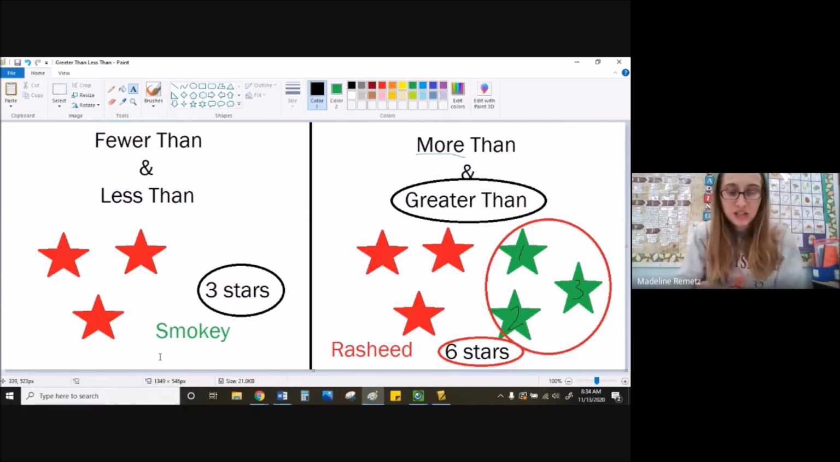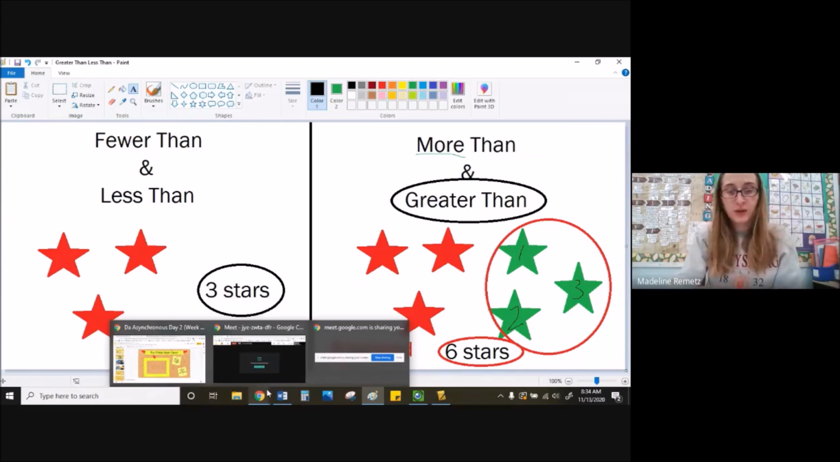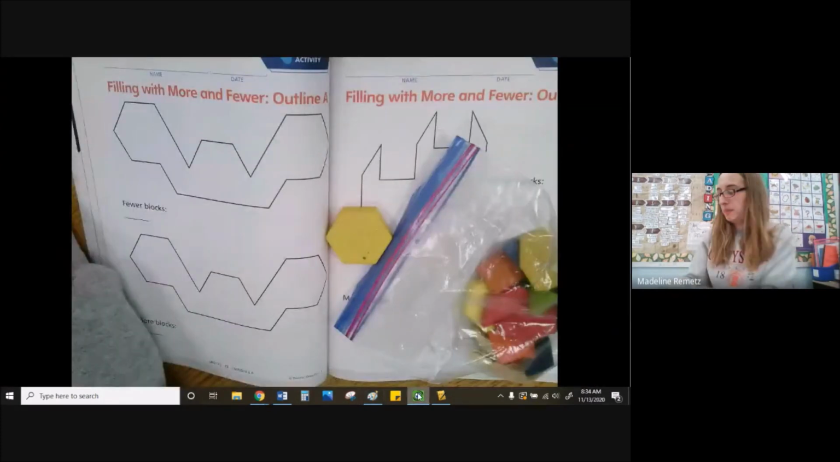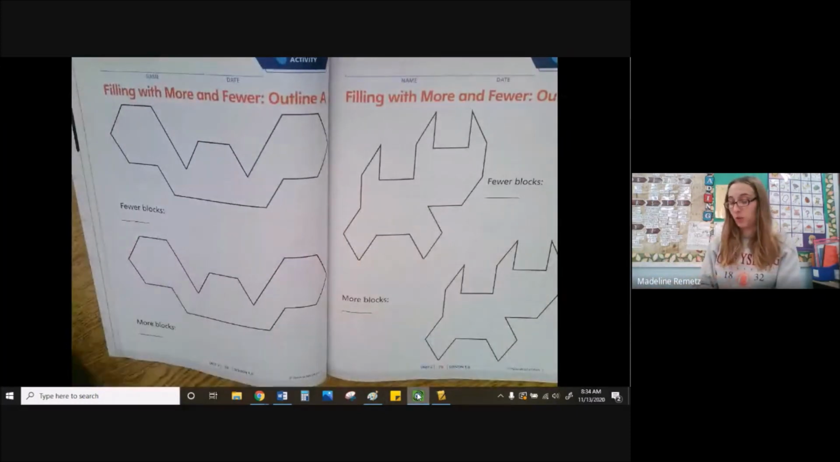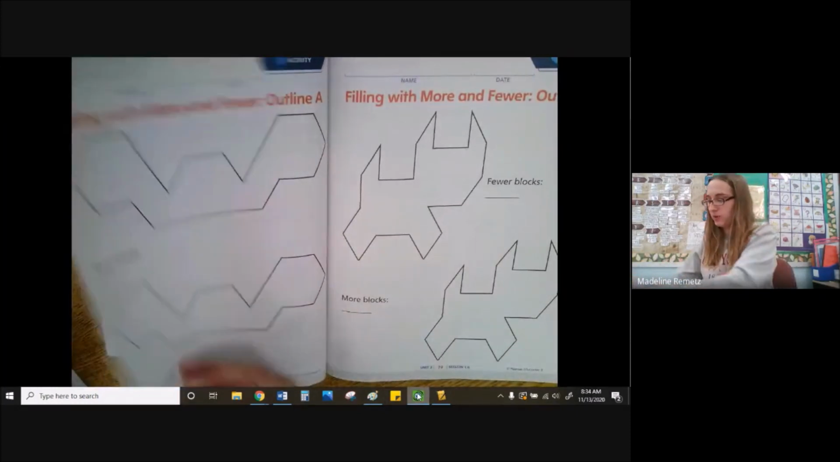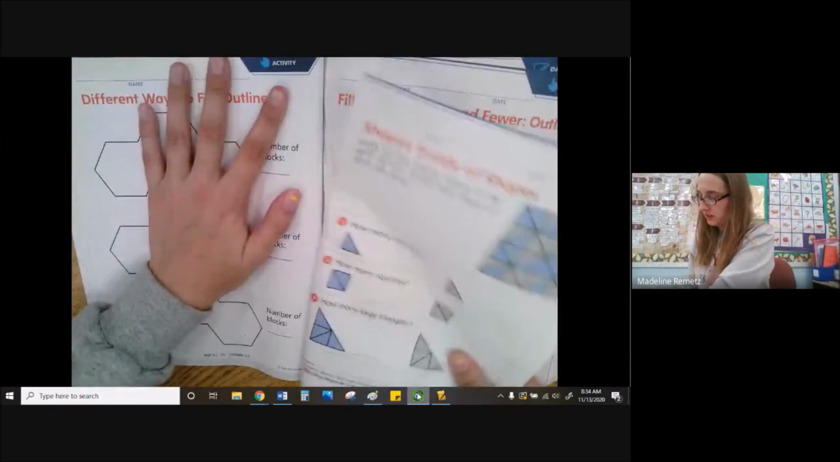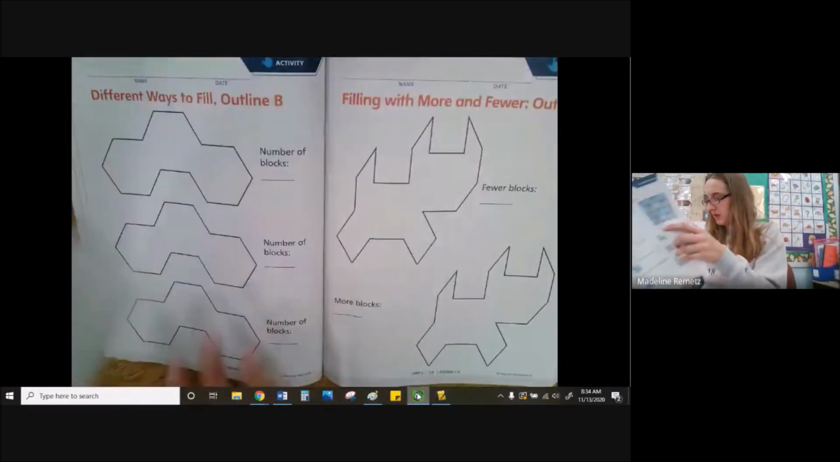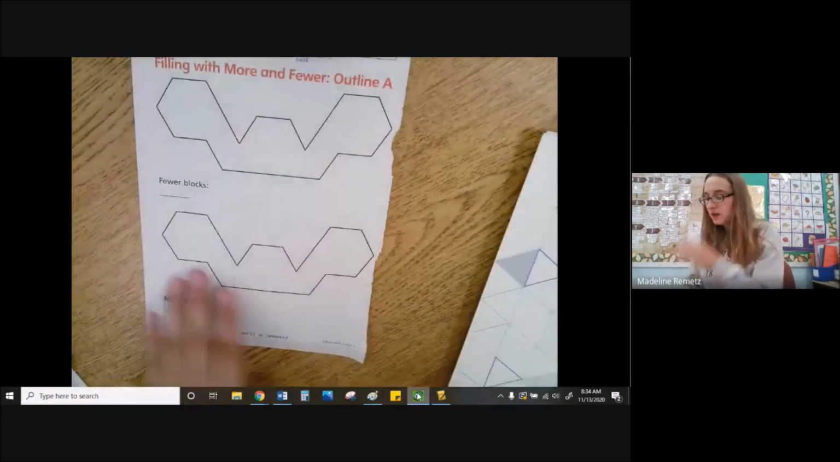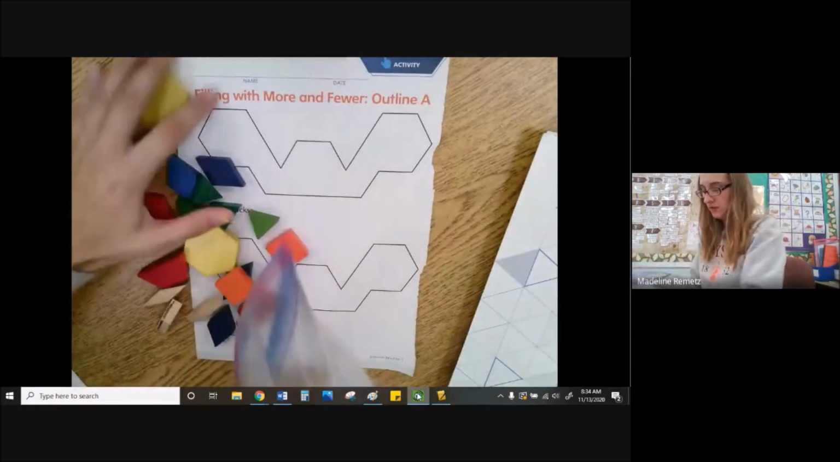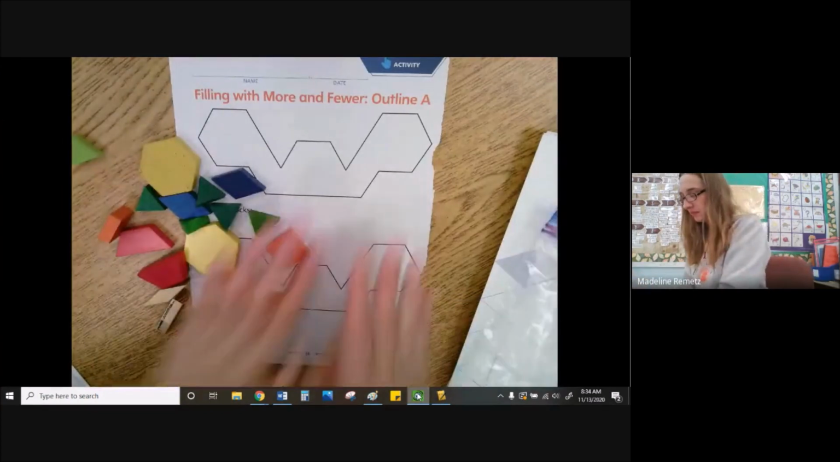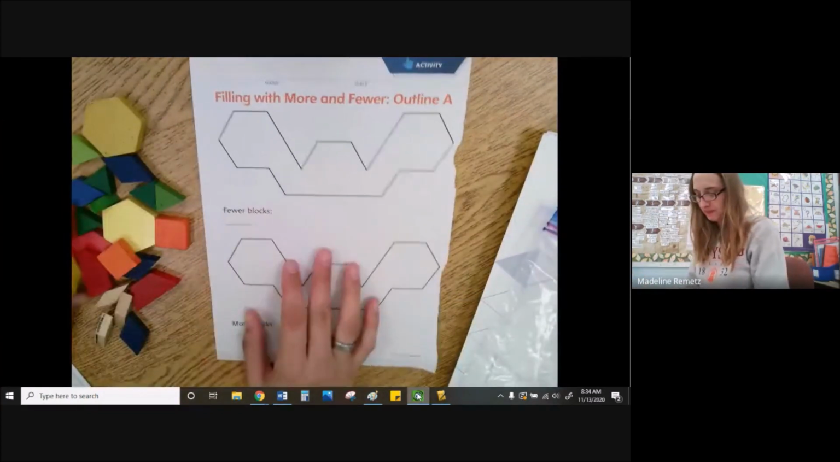Okay, that was a lot to start with, but let's look now at the pages you're going to be doing and seeing how we use fewer or more in this page. So I'm going to rip this out so it's a little easier for me to write, and then I'll come back and do the other pages. There we go. So I have 2 shapes here, and if you want, dump out your shapes if you didn't already, and look at this page with me.